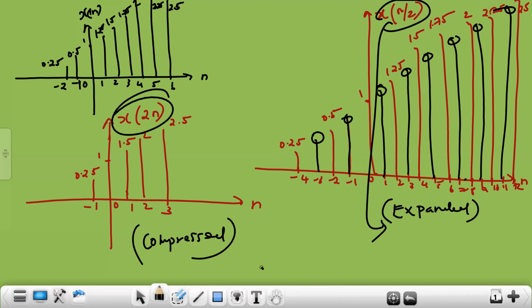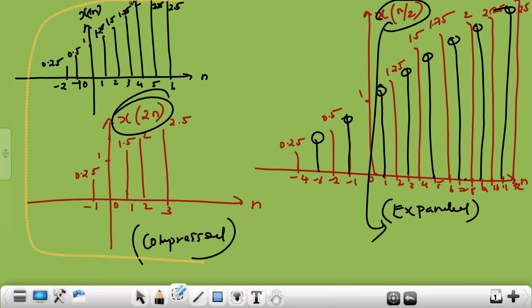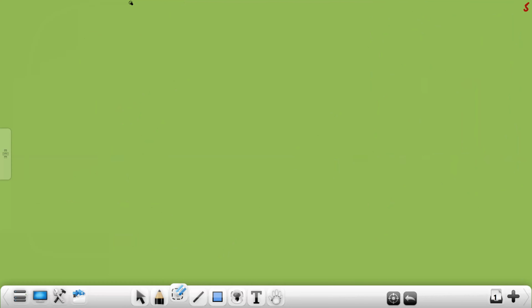Now we will go to the next topic. As of now, we have done two cases. What are the two basic operations on signals we have dealt with till now? Amplitude scaling and time scaling. Yes, good. Now we are going for the third, that is time shifting.